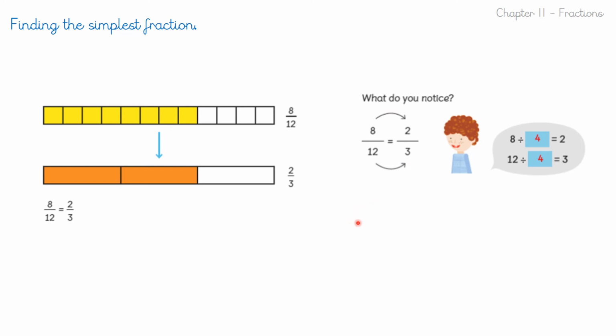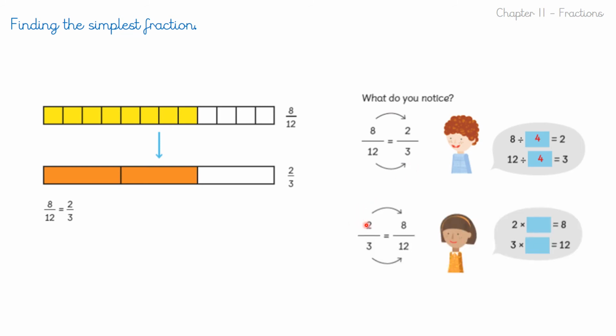Let's check by doing the inverse. So we multiply now to check our answer. 2 times 4 is 8 and 3 times 4 is 12.